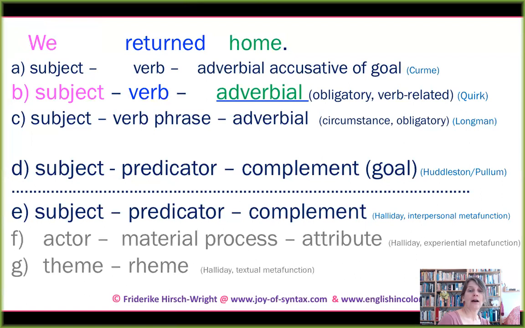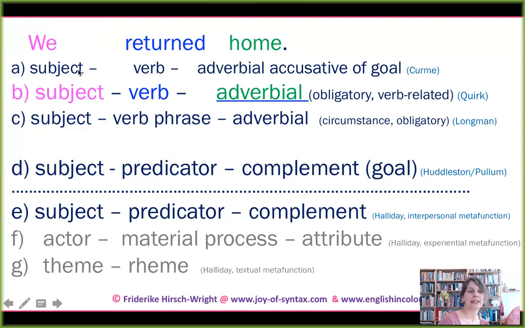Okay, now Longman also calls it an adverbial, and they say it's a circumstance adverbial, and they also say that it's obligatory. Of course, they have to. Now, Huddleston and Pullum, notice here, the verb is the finite verb form for Curme. It can also be a word class, but here it's the finite verb form, the verb that is finite and is the head of the predicate. Longman calls it the verb phrase, as previously mentioned, and Huddleston and Pullum call these things predicators.